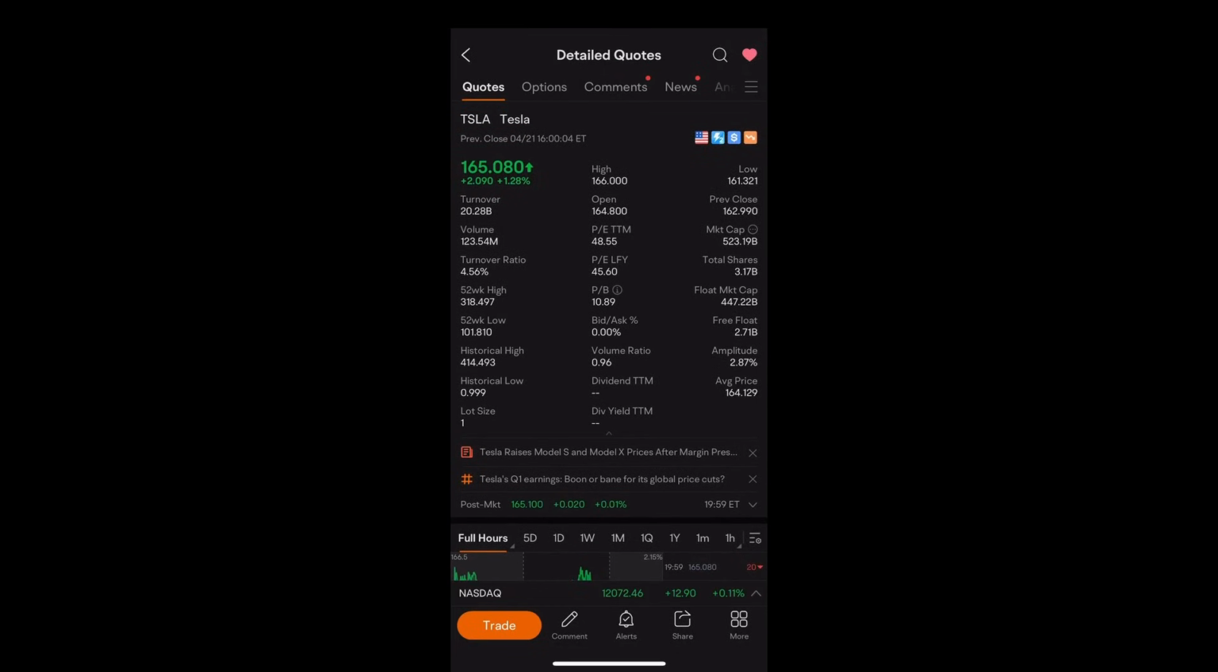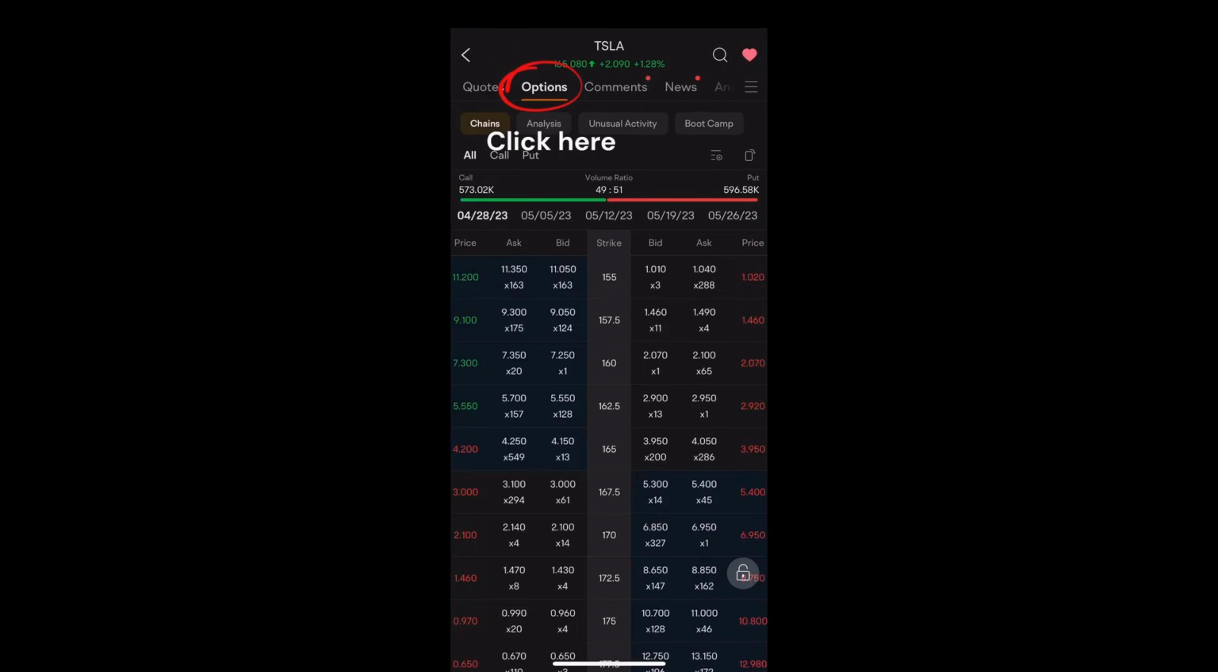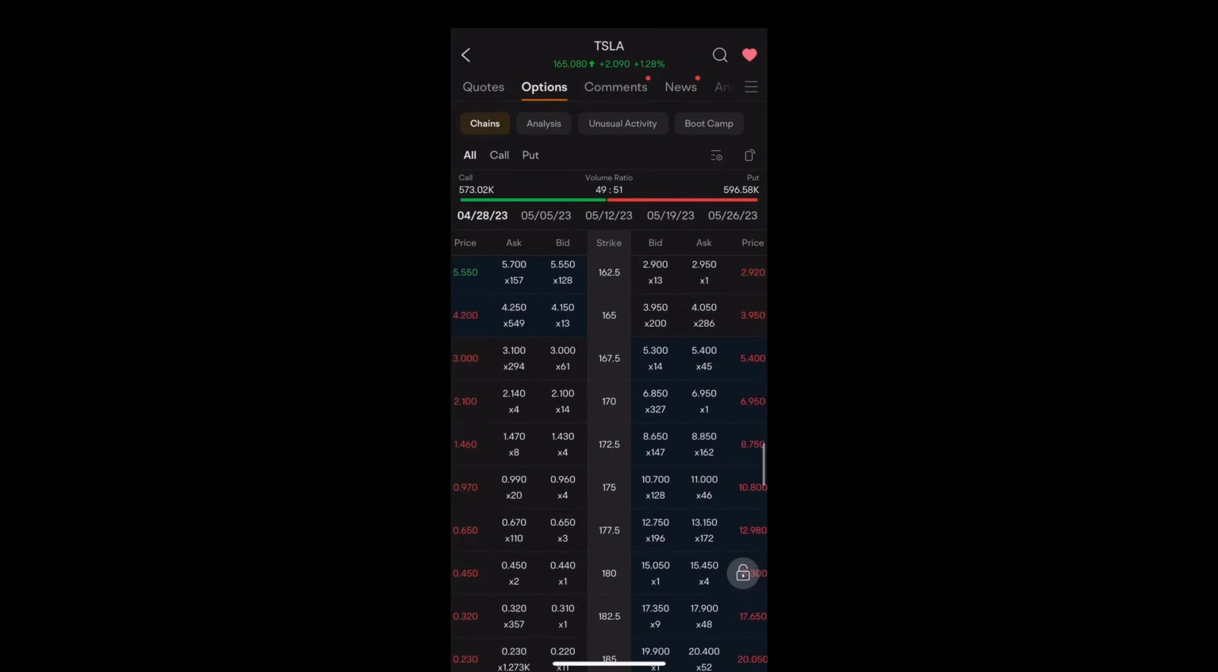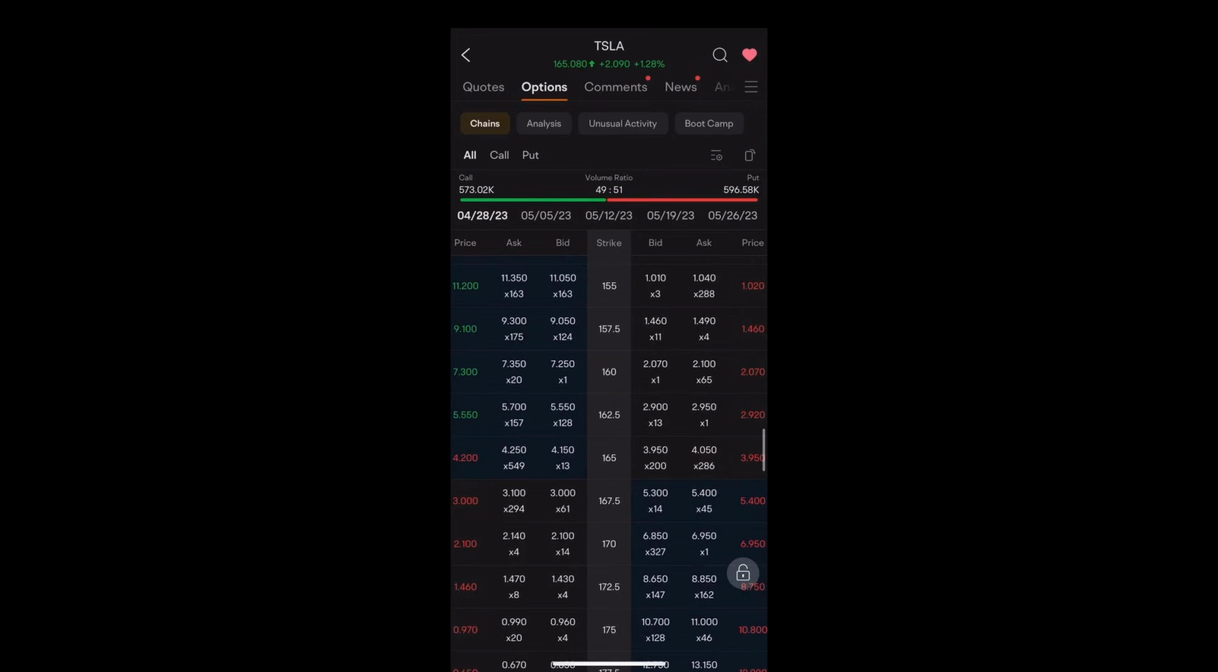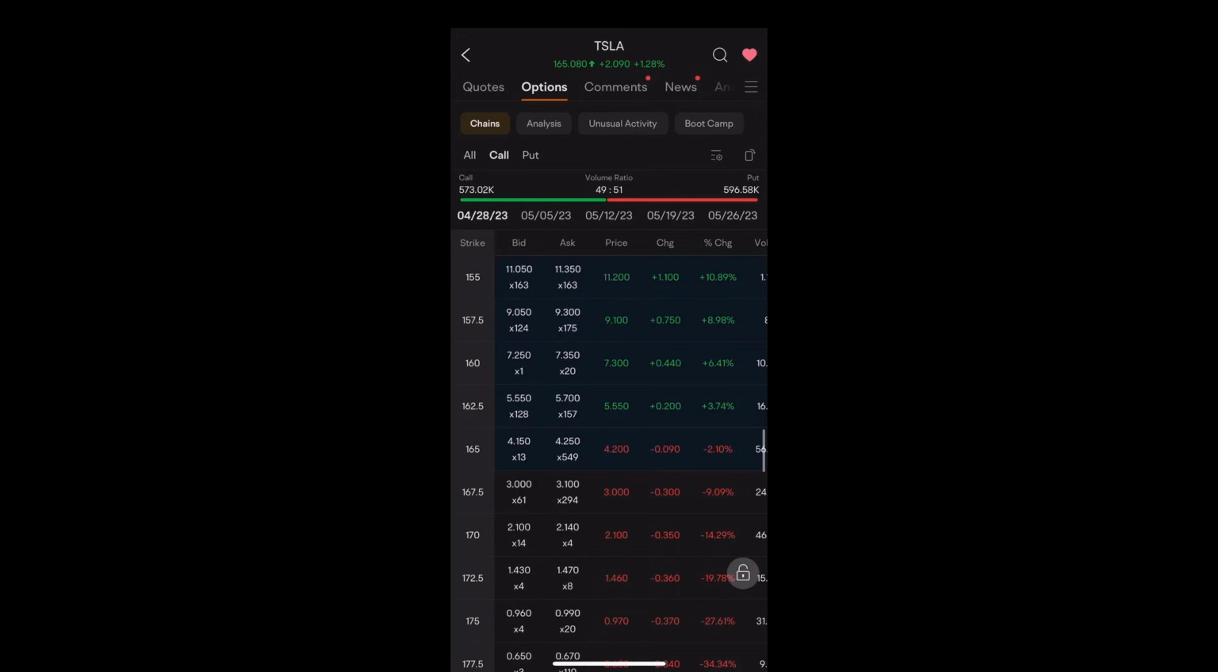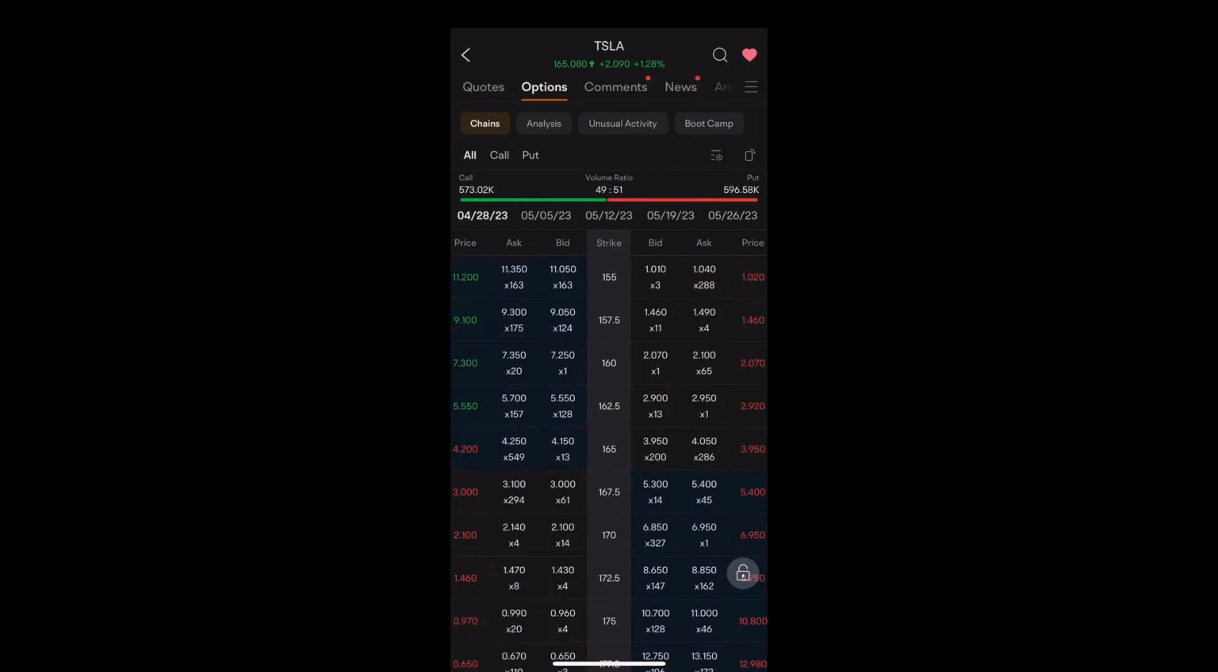Alright, so now you are at the Tesla stock page, ready to trade? From here, click on the feature options at the top, which will then bring you to the option chains page. On this page, it will show the call and put options. Depending on your preference, you can display only the call options or only the put options. Personally, I prefer seeing both as I trade both put and call options.